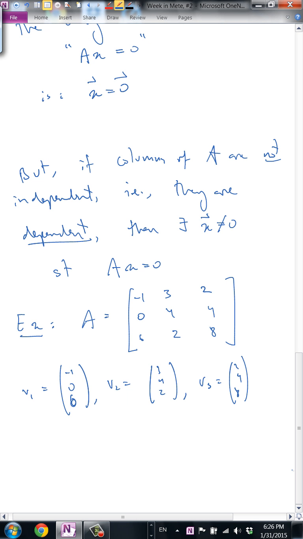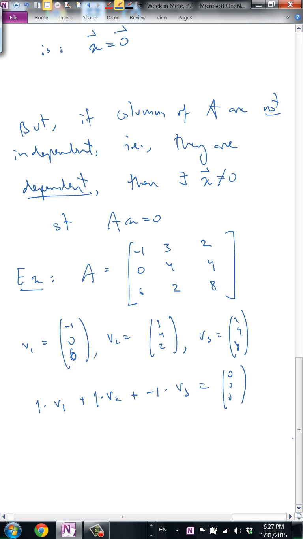Then notice that it's possible to combine them in such a way to make 0 without having only 0 coefficients. So 1 times v1 plus 1 times v2 plus minus 1 times v3. Check this for yourselves. This equals the vector 0, 0, 0. And a way to write this in matrix vector notation is that the matrix A times the vector 1, 1, minus 1 is equal to the all zeros vector.